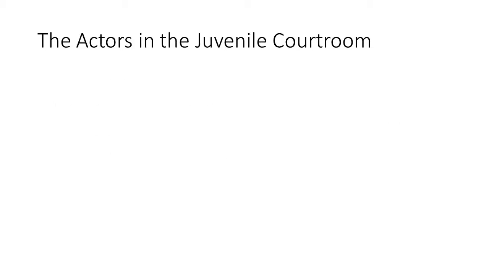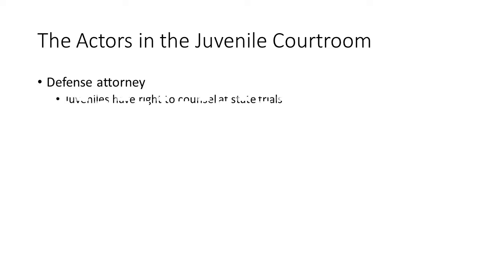So who are the players in the juvenile courtroom? The juvenile court is composed of several individuals who make decisions on what to do with cases involving delinquents and the status offenders. And our first one we're going to start with is the defense attorney. As discussed in a previous chapter, juveniles have the right to counsel at trials. And this includes not just the trials, but every stage of a case where a delinquent act or criminal charge has been formally brought. And we'll talk about the difference between formally and informally.